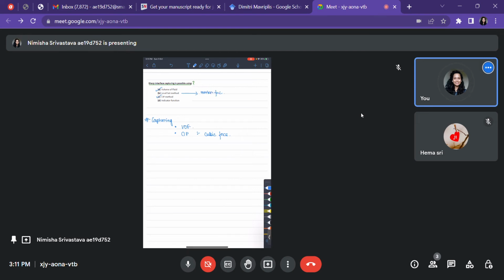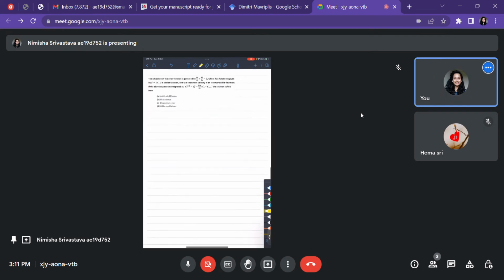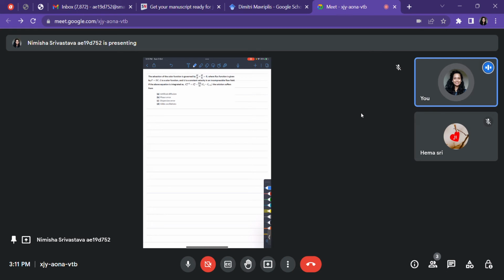Right. So then sharp interface capturing is possible using volume of fluid and CIP. So these both are capturing based methods. Okay. Then we go on to the next question.